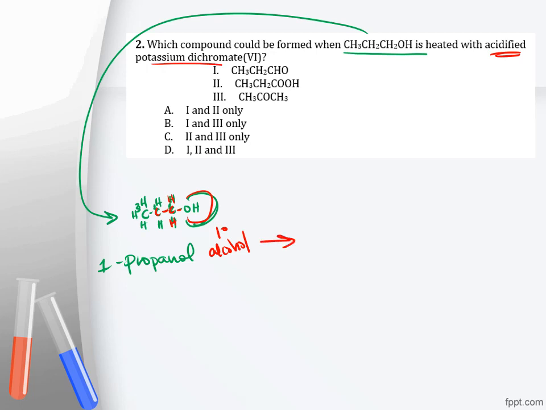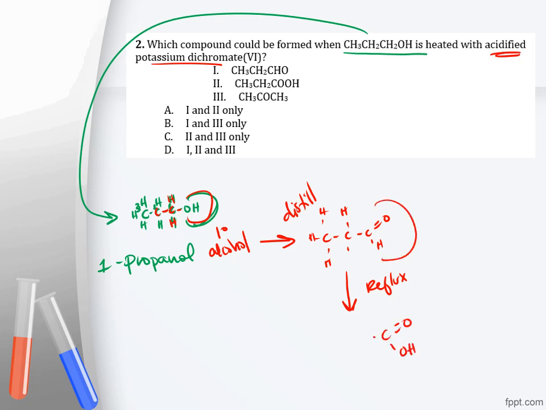Primary alcohols can go through oxidation when heated with acidified potassium dichromate, or we could have acidified potassium permanganate, and we can make first an aldehyde, which would look like 3 C's and a double O, and then lots of H's. I get to keep this aldehyde if I distill out that product, but if I put that aldehyde through reflux, I heat and mix and heat some more, we can actually turn that aldehyde, the carbonyl group there at the end, into a carboxyl group.